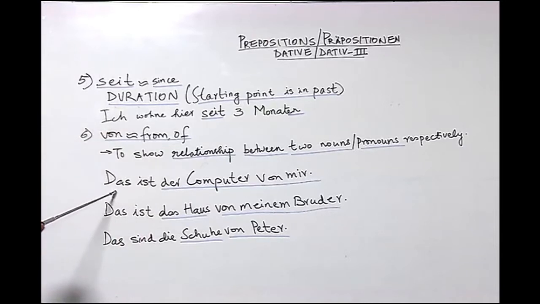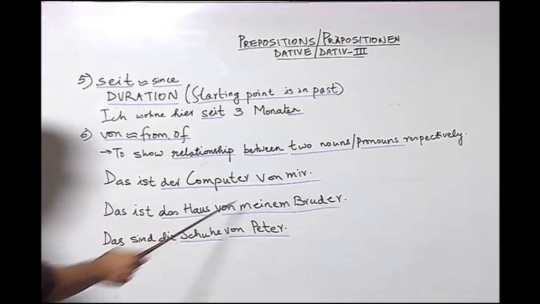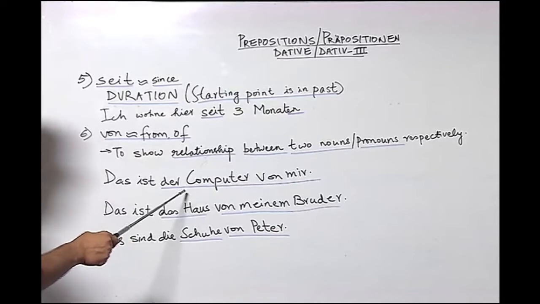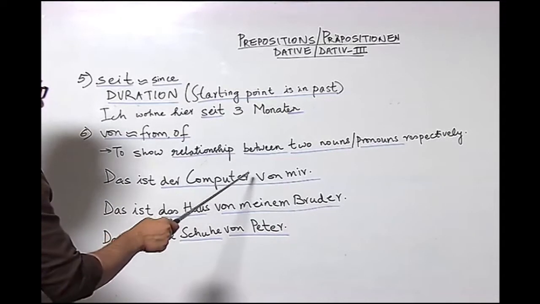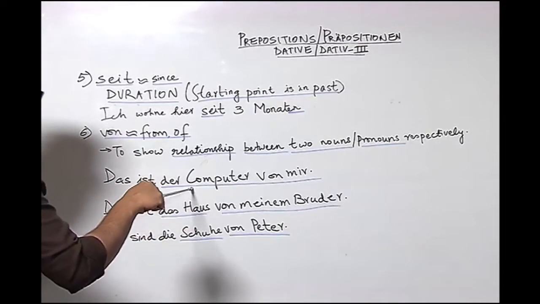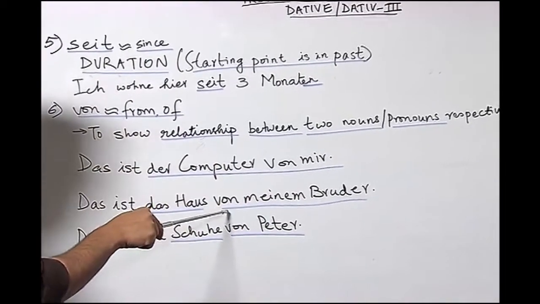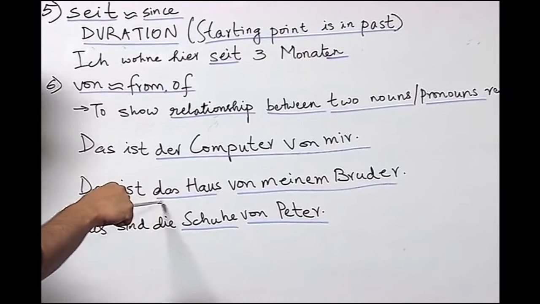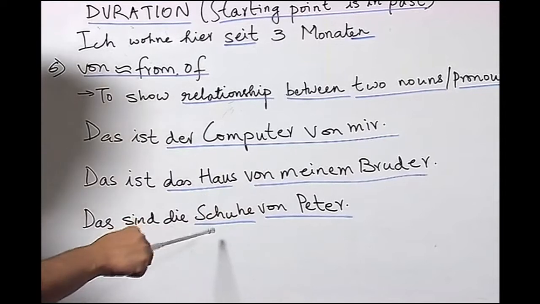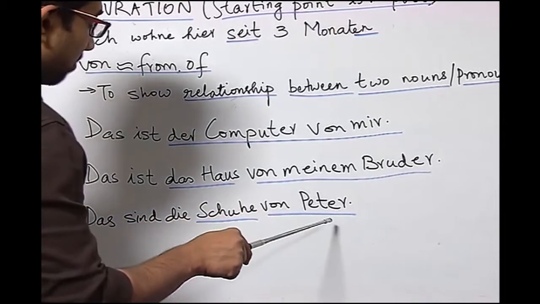We have here the sentences: das ist der Computer von mir, das Haus von meinem Bruder, das sind die Schuhe von Peter. Now, if you focus on these underlined parts, you can see that here we have the preposition von, and on its one side we have the computer, on the other side we have a pronoun. In the second sentence also we have on the left side a noun and on the right side also a noun, and likewise in the third.